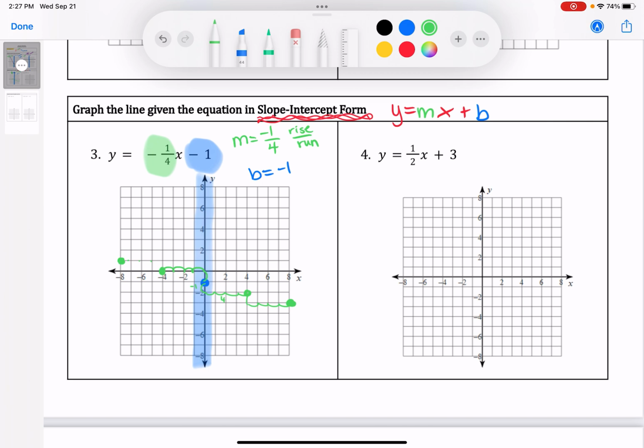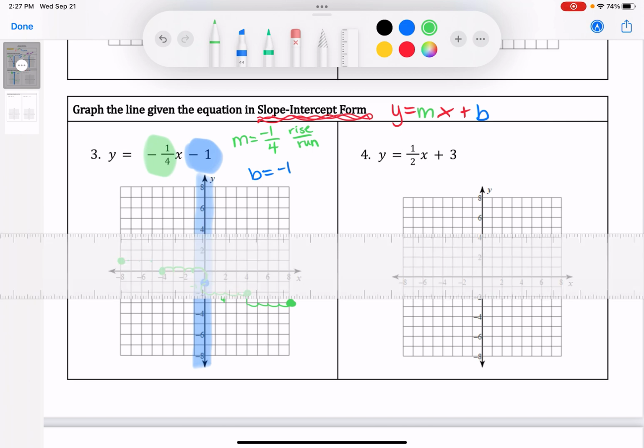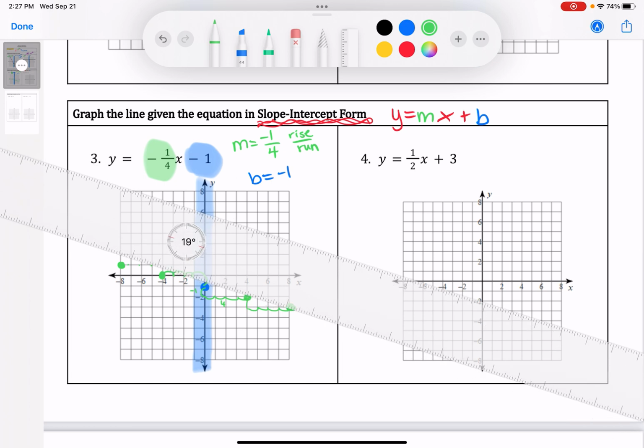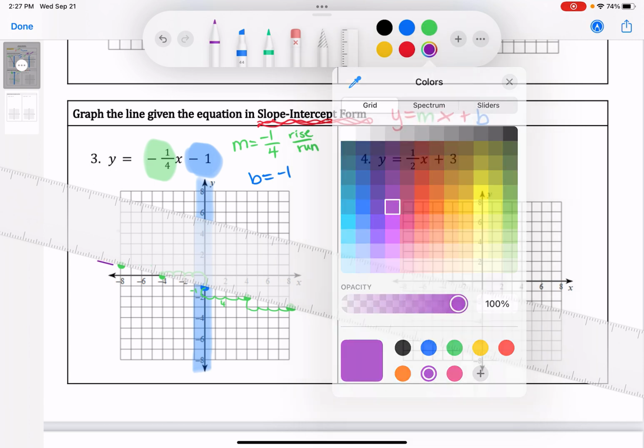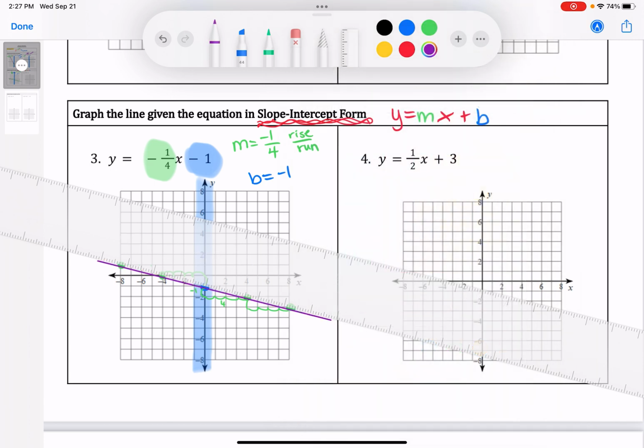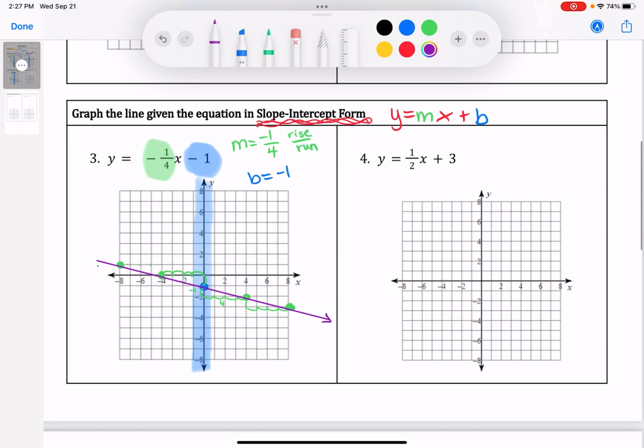And now I have gone as far as I can across the graph, so I can get my ruler out and draw a nice straight line all the way through, and I'm going to make sure that I put arrows on the ends as well. There we go. Okay, so if my equation is in slope-intercept form, y equals mx plus b, then I just find those things in those placeholders, and I know exactly where I'm going to pull things out.